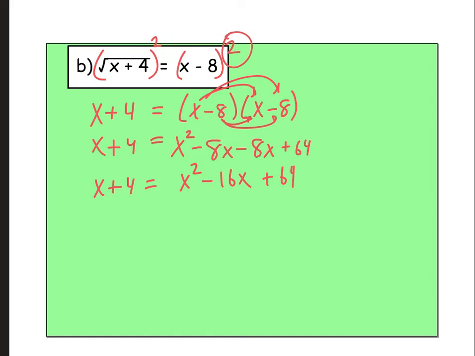All right, now we're going to solve this like a normal equation. So I see that it has an x squared term in there. It's a quadratic equation. I'm thinking let's get it set up equal to 0. Okay, I'll start out by subtracting x.